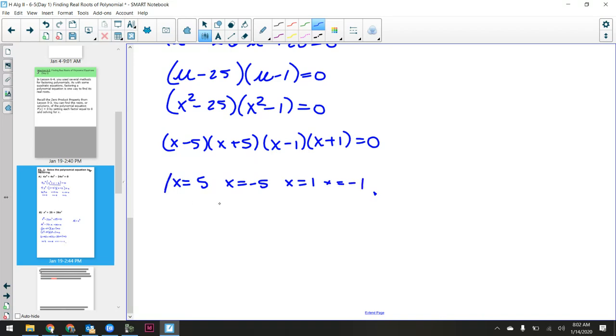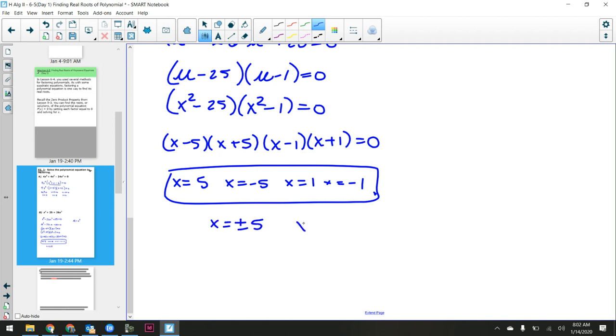Yes, I would. That is a perfectly valid answer. I would also accept plus or minus 5 and plus or minus 1. That would have been fine as well. So this polynomial equation has 4 roots: positive 5, negative 5, positive 1, negative 1. This polynomial crosses the x-axis 4 times.